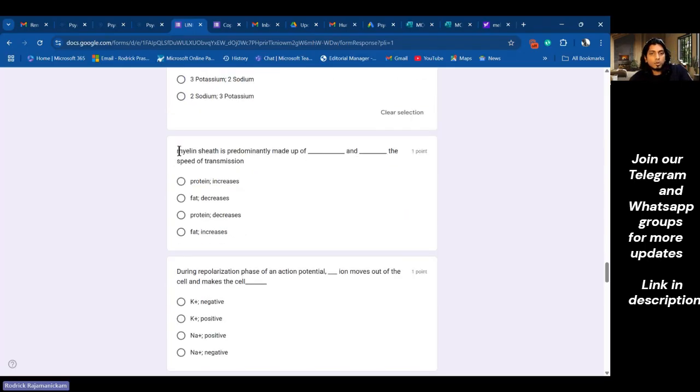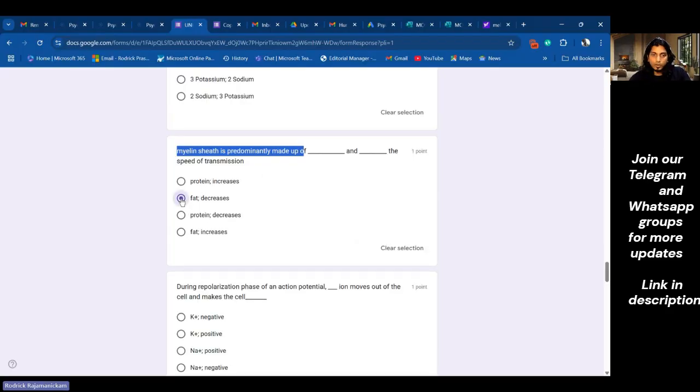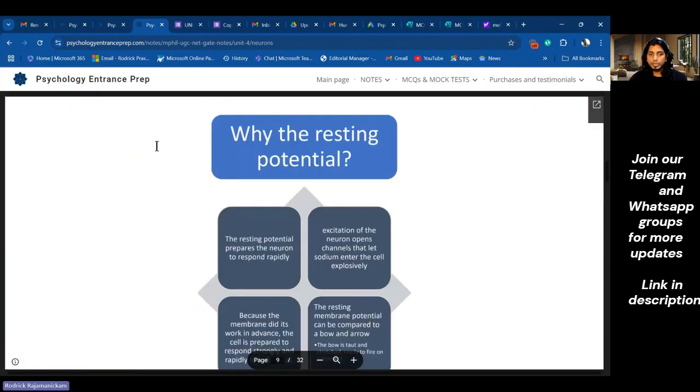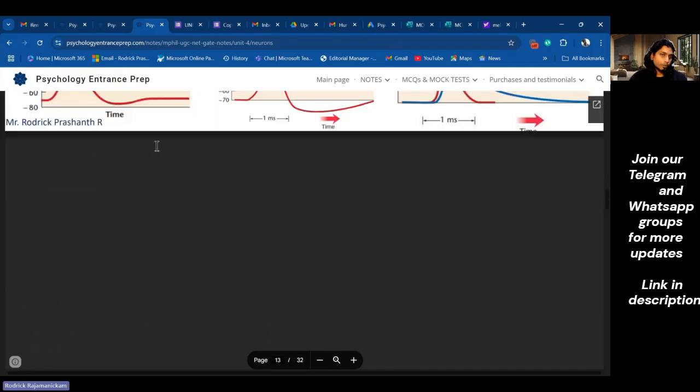So the myelin sheath is predominantly made up of fat. It is also made up of proteins, kind of an 80-20 divide. But it's predominantly fat and it increases the speed of transmission. The myelin sheath does not decrease the speed. It actually makes it faster. The reason being, saltatory conduction happens because of the myelin sheath. This is also a possible question.